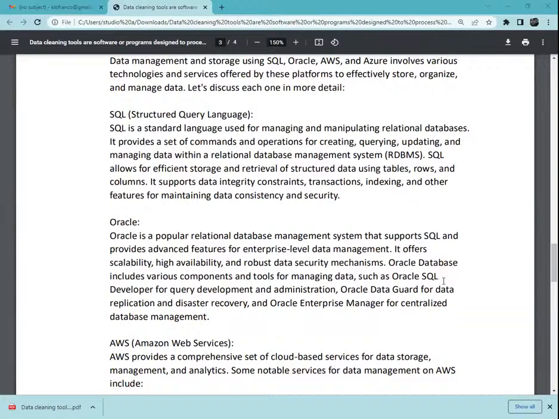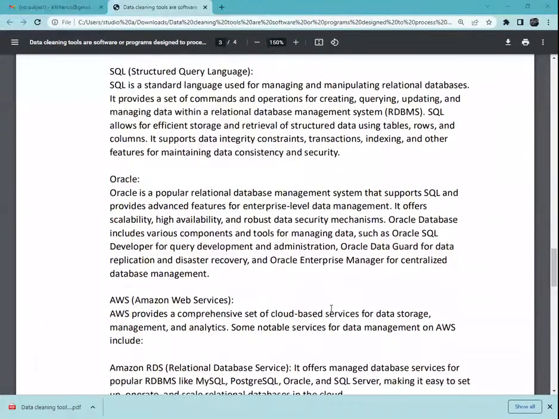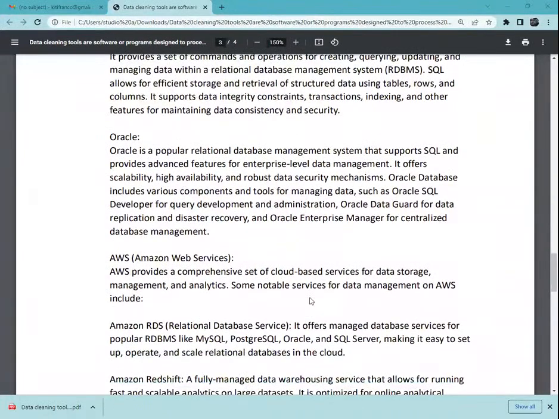Oracle database includes various components and tools for managing data, such as Oracle SQL Developer for query development and administration, Oracle Data Guard for data replication and disaster recovery, and the Oracle Enterprise Manager for centralized database management. This is not the last time we are hearing about Oracle. I'll be coming back every time to talk about Oracle because this semester, I'm telling you, it is one of those areas that we will really be taking some of our great time in.